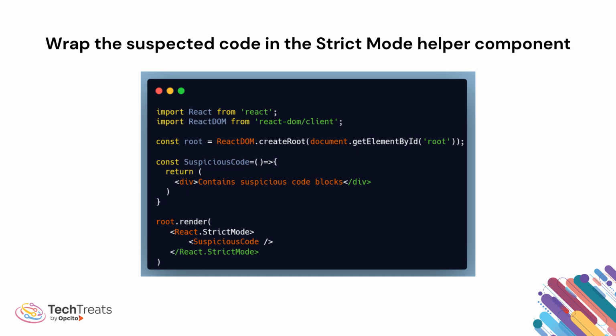You can reference the strict mode by using fragments like React.StrictMode or by importing StrictMode directly from React in your code. Then the component can be called StrictMode. You can see on the screen the code to wrap the suspected code in the strict mode helper component.